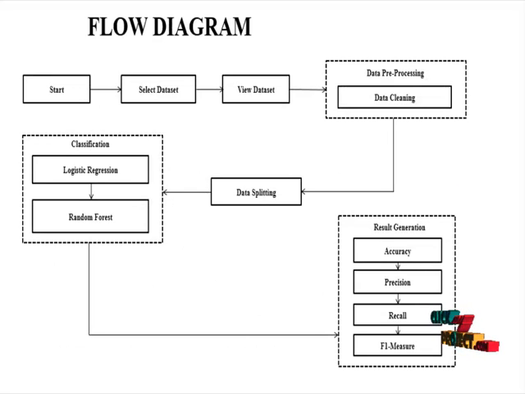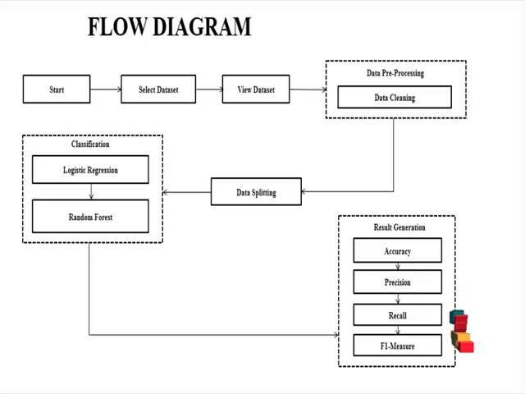The flow diagram of the project is: first we start the program and select the Twitter social media dataset. Then we use the dataset in our console working directory. After that it goes into data pre-processing, where we clean our dataset using NLTK packages, removing special characters, stop words, and subwords from our dataset.